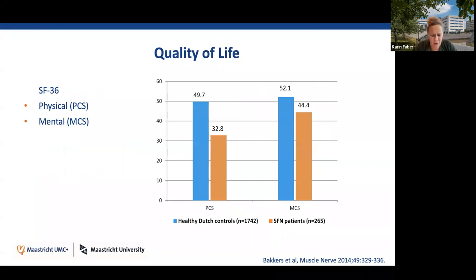And it is very important to realize that quality of life in these patients is severely reduced, both in the physical as well as in the mental component scores. And these scores are comparable to other severe illnesses, like, for example, stroke. We therefore should take this condition very seriously.